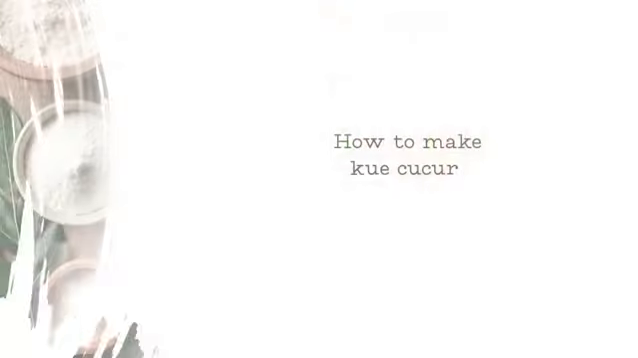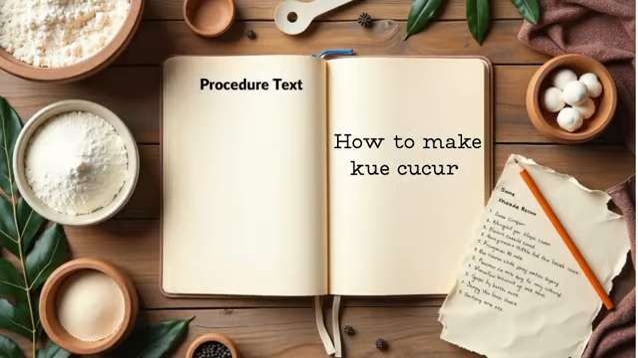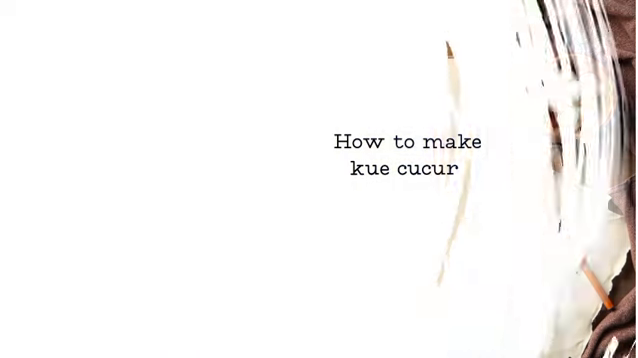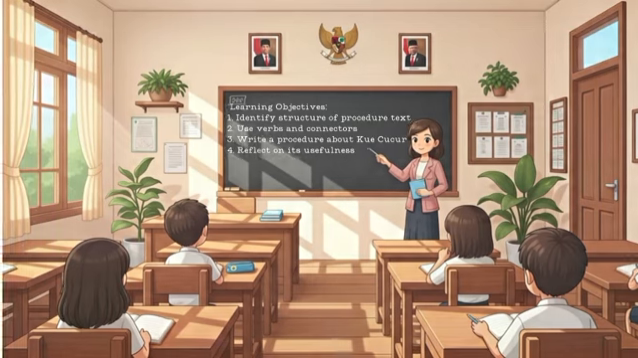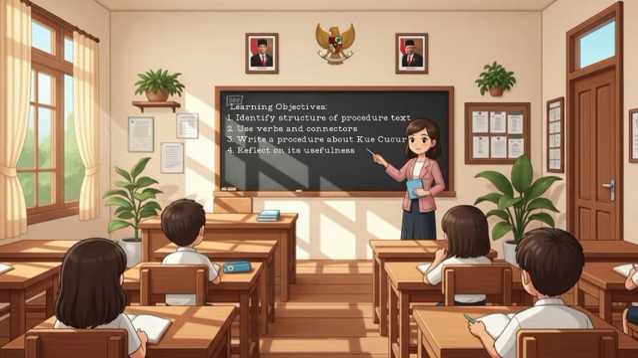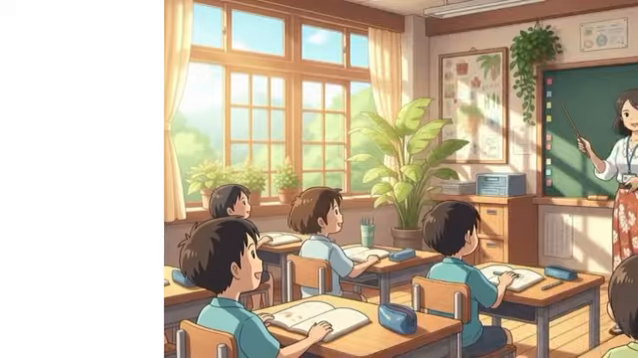Today, we will learn how to write a procedure text using something fun and tasty, a traditional snack called kue cucur. Let's get started. Today, you'll learn the structure of a procedure text, explore key verbs and connectors, write about how to make kue cucur, and reflect on its real-life use. Let's get started. Look at this.